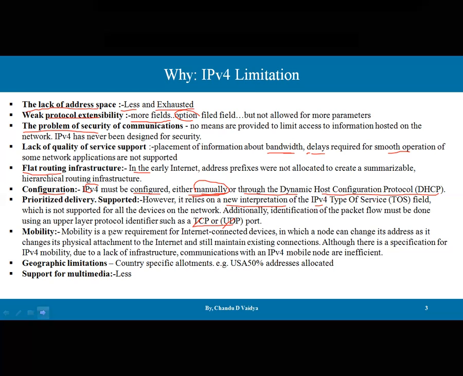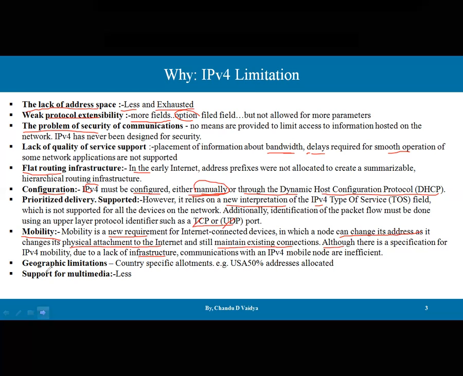Mobility is a new requirement for internet-connected devices, in which the node can change its address as it changes its physical attachment to the internet and still maintain the existing connection. So mobility is when a node leaves one network and moves to another network, and that mapping is still available there. That is quite confusing, and a name resolution problem occurs. Although there is a specification for IP version 4 mobility, due to lack of infrastructure, communication with IP version 4 mobile nodes is inefficient. So it is not good support for mobility either.